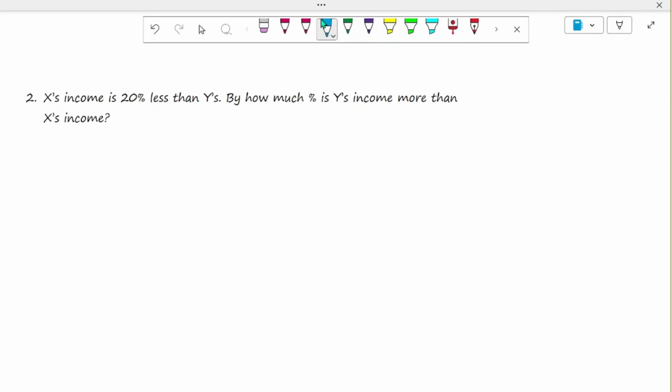You see, this is also similar, but there is a slight change in the question. What is that? X's income is 20% less than Y. This is a very important sentence here. Less than Y. By how much percentage is Y's income more than X's income? We'll follow the same approach and try to understand. Later we will know what is the shortcut method to solve this question. This word is very important. Fine. Now you observe this part.